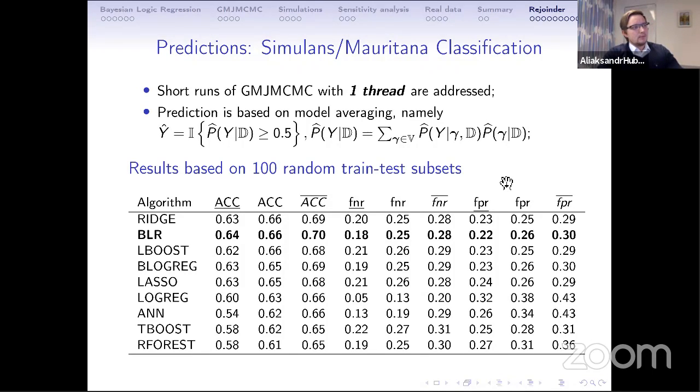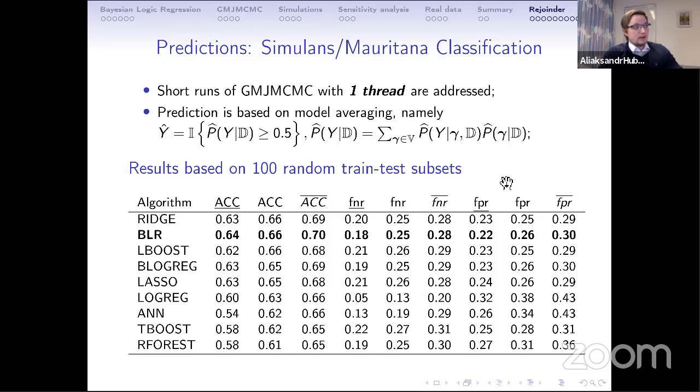Here we are reporting the medians for the accuracies, for the false negative and false positive rates, as well as the bounds. And we clearly see here that BLR performs well, on par with the best performing approaches. And the interesting message here is that apart from the BLR, only linear regression approaches are performing well, whereas nonlinear models like neural networks or random forests are having a bit worse performance. And we were wondering why.